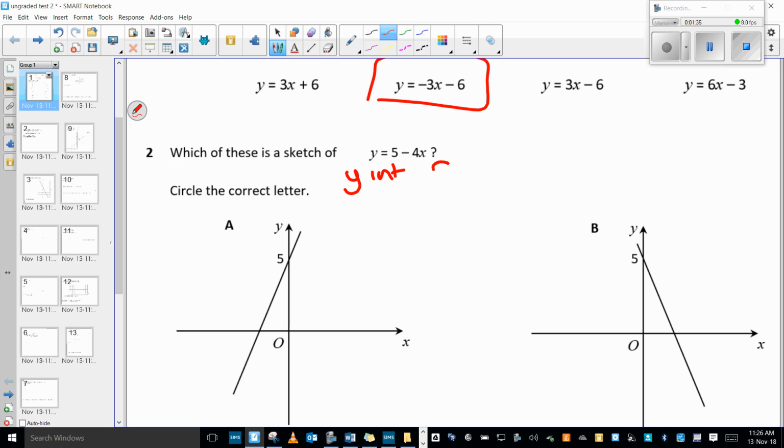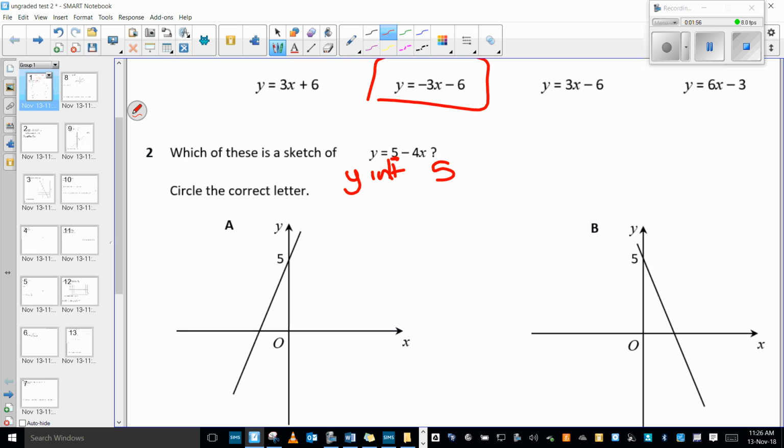Why do you know that, Emma? On the y-intercept it says 5. How do you mean on the y-intercept it says it's 5? On the graph. Oh, no, it's 5 actually. Yes, so this value here at the front is just a 5, and so we know that the y-intercept is 5.